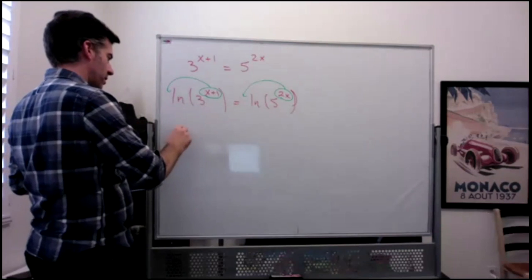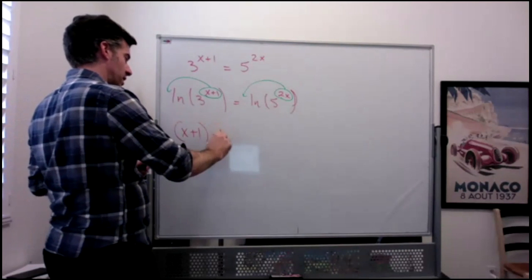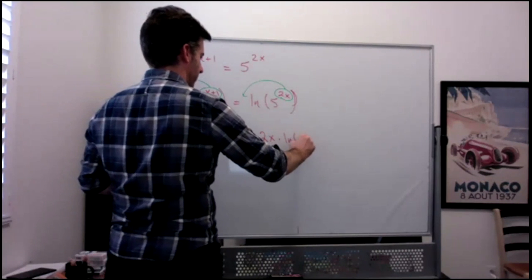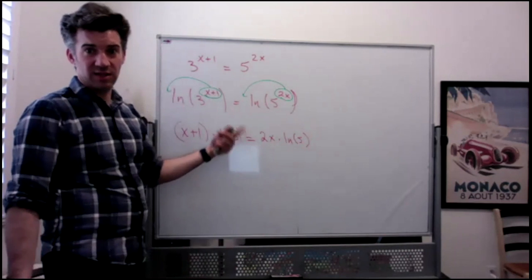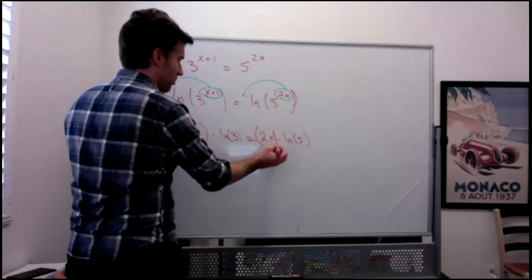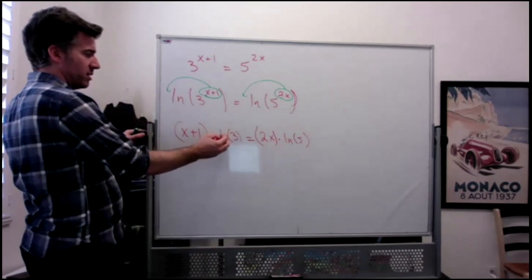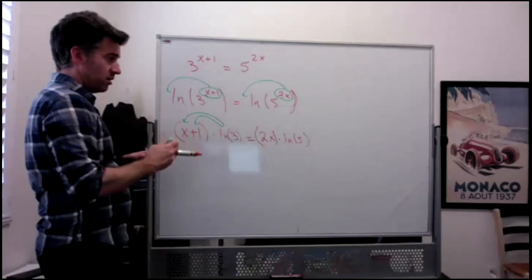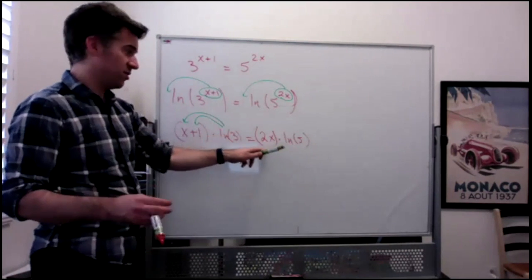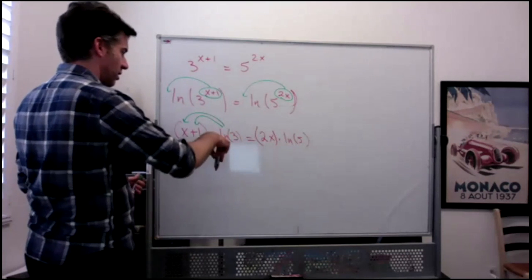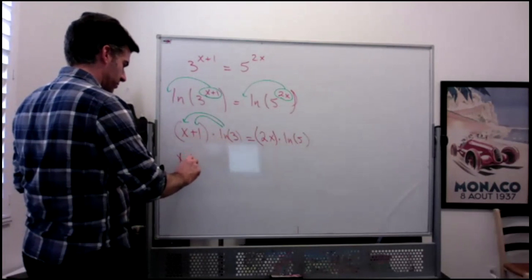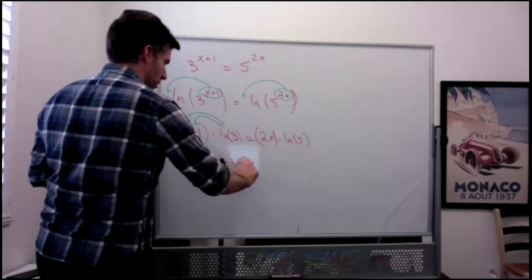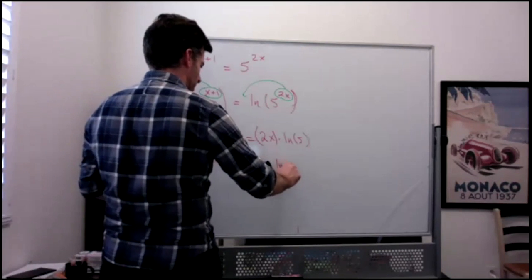So we have (x plus 1) times natural log of 3 equal to 2x times natural log of 5. I didn't put the 2x in parentheses because there isn't more than one term, although you certainly could. You just don't have to. So here we have to distribute this natural log of 3 to each of the terms that are added together here. You do not have to do that here, right? Natural log of 5 times 2x is just natural log of 5 times 2x. So here I get x times natural log of 3 plus 1 times natural log of 3 equal to 2x times natural log of 5.